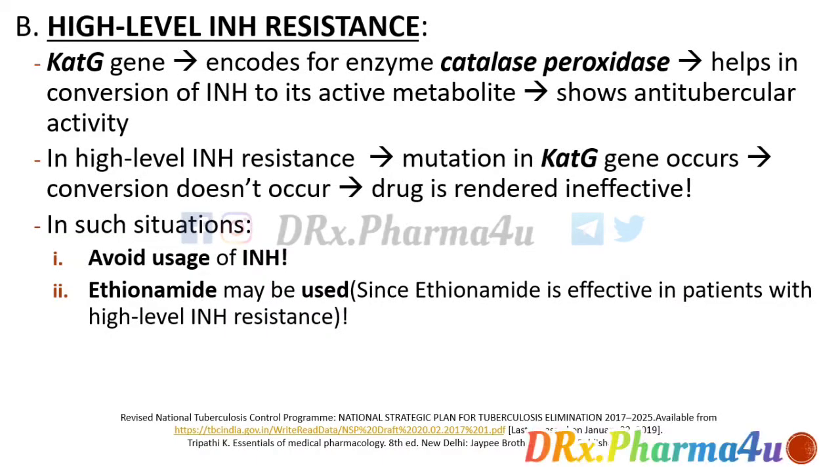But if it is a high-level isoniazid resistance, there is a gene in our body known as the KatG gene. This helps in the conversion of isoniazid to its active metabolite. But in high-level isoniazid resistance, this conversion will never take place, so the drug will never be able to show its pharmacological activity. In this condition, you should not use isoniazid, but ethionamide can be effective.